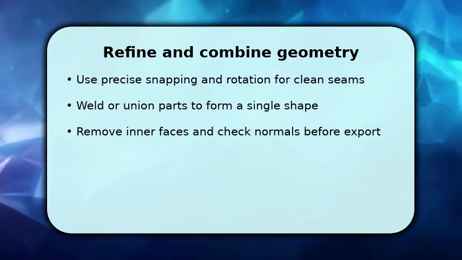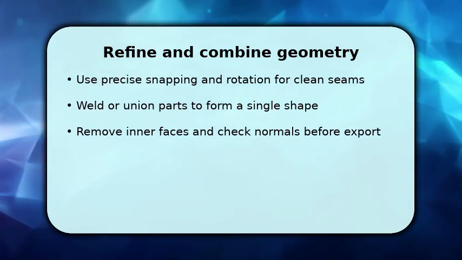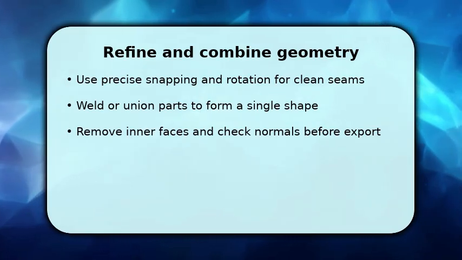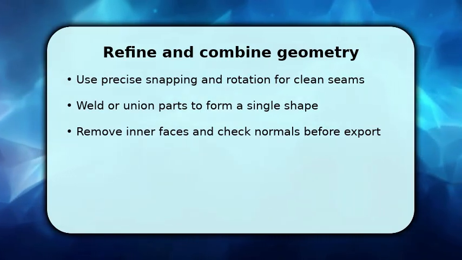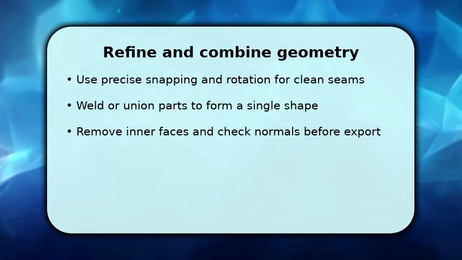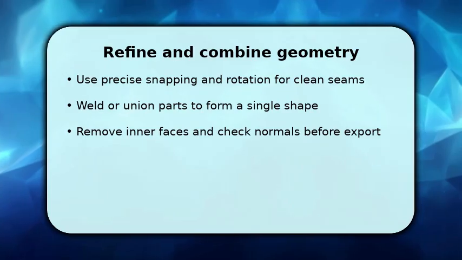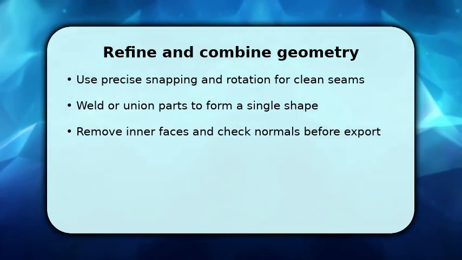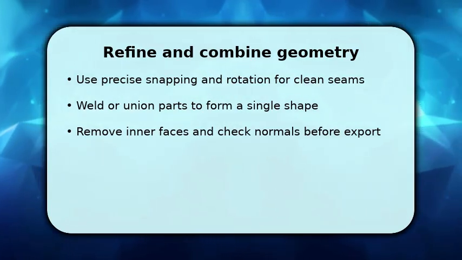Use Btools Weld or the Model Union command to merge parts into one solid, because a unified object converts to a mesh much more cleanly. After union, inspect geometry for internal faces or inverted normals and delete them. This prevents holes or shading errors. Once clean, freeze transforms and make sure pivot placement suits how you'll use the mesh.